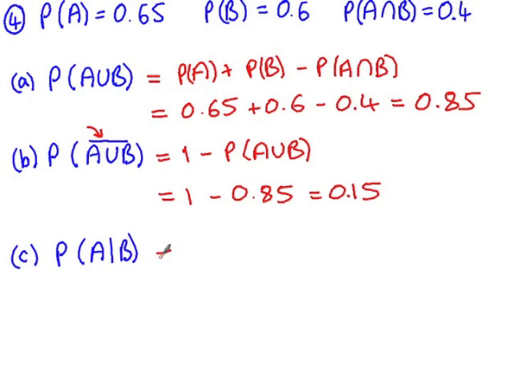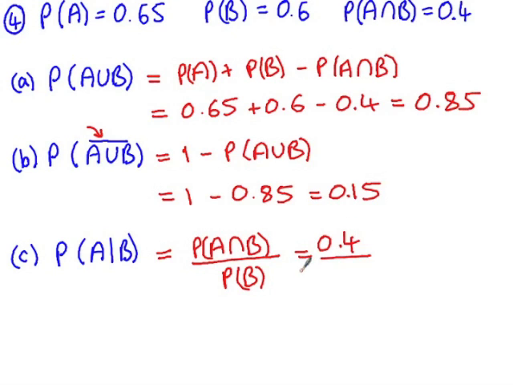And thirdly, the probability of A given B. Remember, the denominator is the probability of B, and the numerator is the probability of A intersect B. So this is 0.4 over 0.6, which is 2/3, or if we want to write it as a decimal, 0.6 recurring.